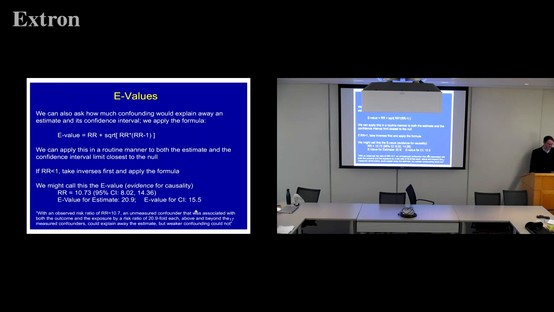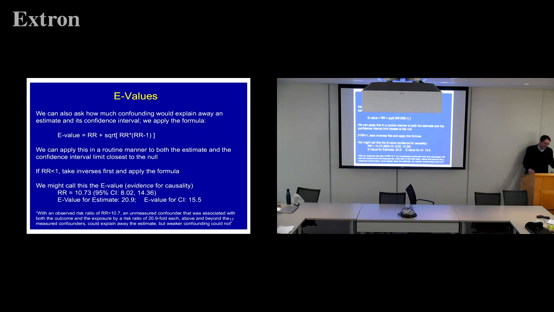And then we can start making statements like, and again, these can be included even in the biomedical literature where we have no space to write anything. We can include one simple sentence: with an observed risk ratio of 10.7, an unmeasured confounder that was associated with both the outcome and the exposure by a risk ratio of 20.9-fold each, above and beyond the measured confounders, could explain away the estimate, but weaker confounding could not.